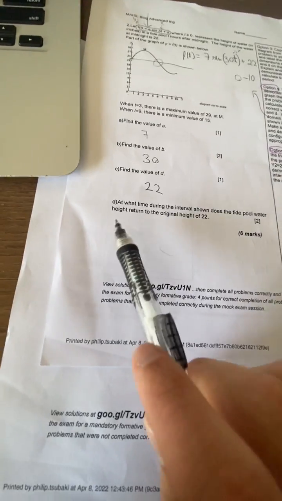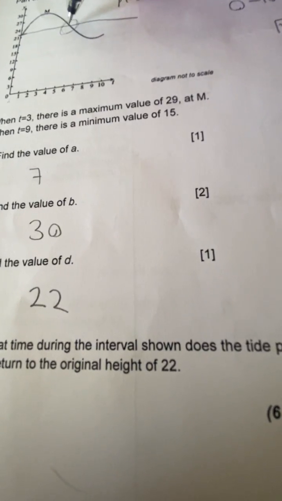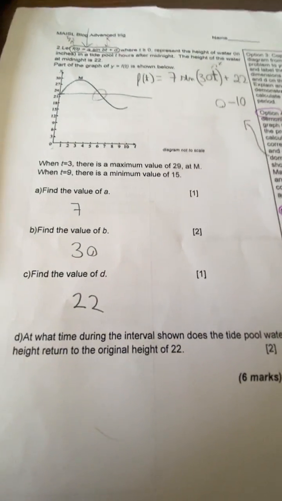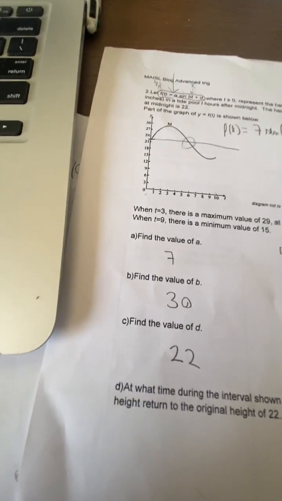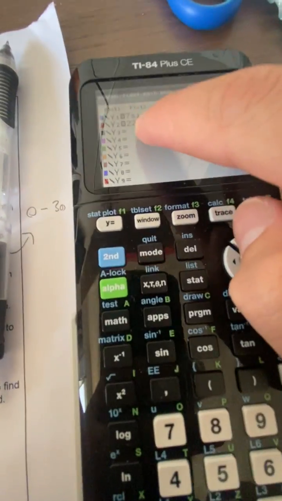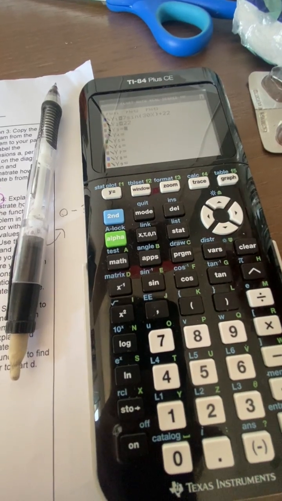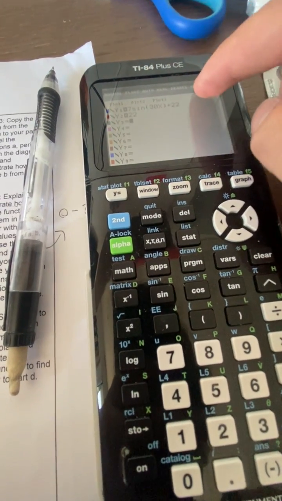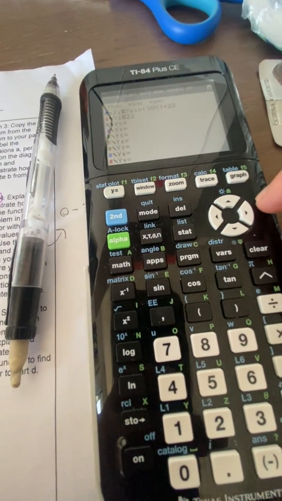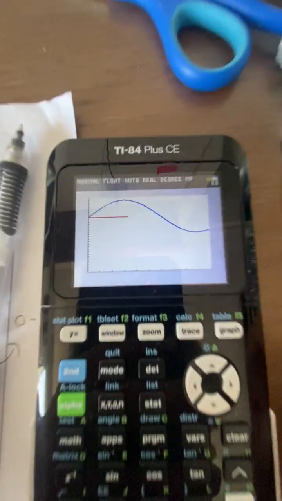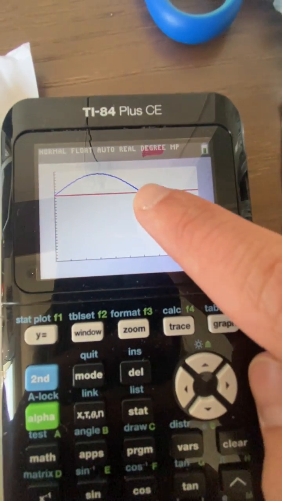So return to the original height of 22. This is the height of 22 right here. And there's a function we can use in our calculator when we plug in both the 22, which is going to be just a straight line at the original height, and we plug in the equation that we got in the exercise. So if we graph both of them, we're going to see the intersection that we want to find.